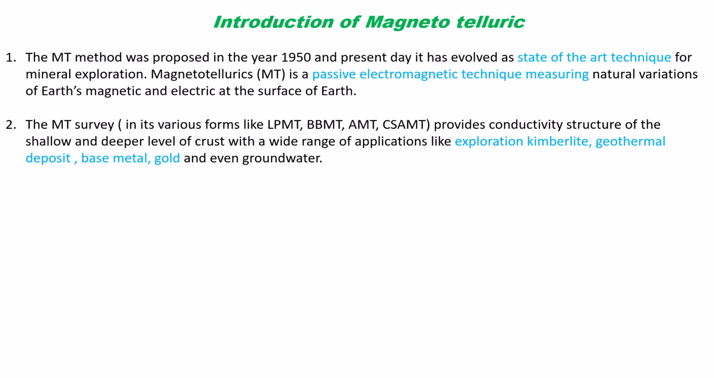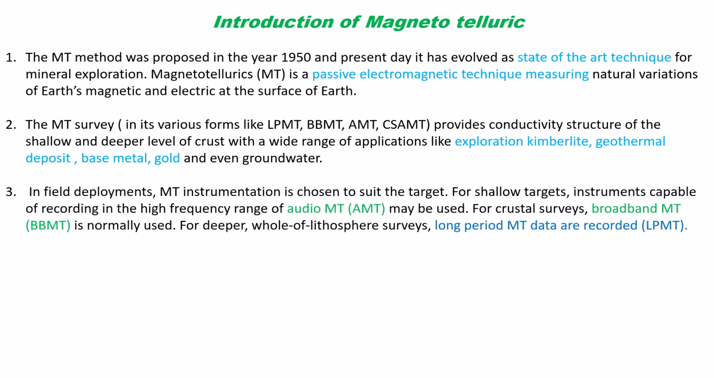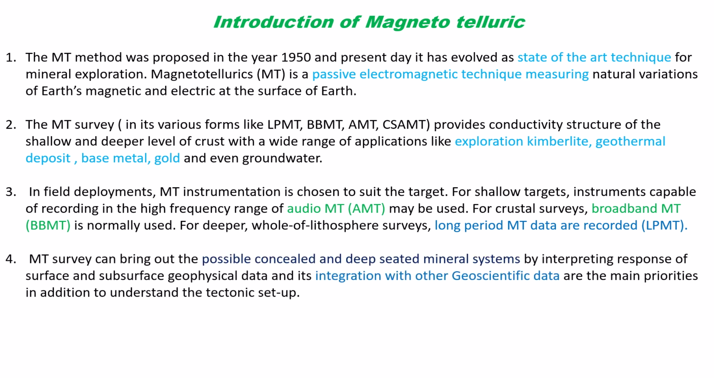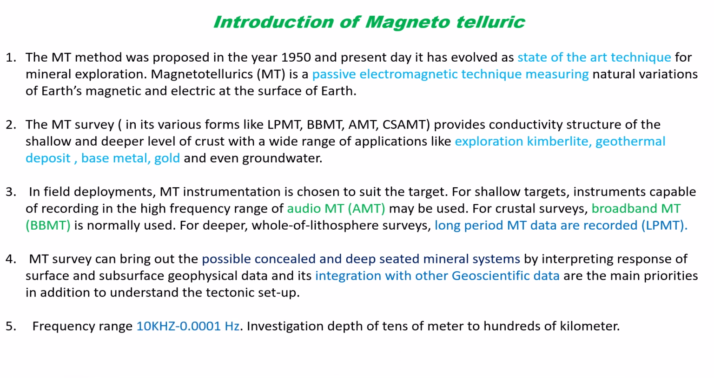So there are different types of MT survey. Based upon your objective and target, these types of MT survey can be chosen. As an example, if you want to target shallow depths, you have to choose the high frequency range. For intermediate depth and frequency, you choose the broadband type MT survey. And whenever you target the very deep subsurface, that's the lithospheric survey, then you need to record for a longer period of time. The basic outcome is it can find possible concealed and deep-seated mineral deposits, and it will be better if you can integrate with other geoscientific data, so it can give extra information. The basic frequency range is 10 power minus 4 to 10 kilohertz with investigation depths of tens of meters to hundreds of kilometers.